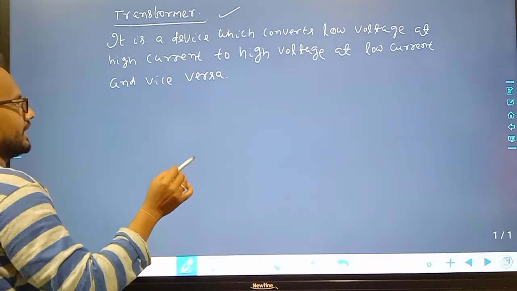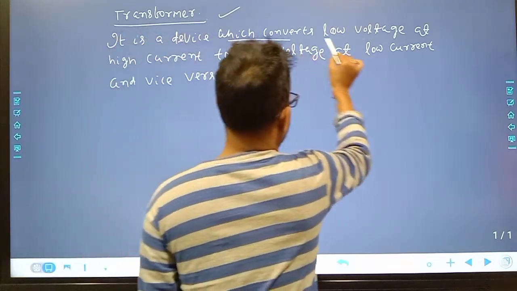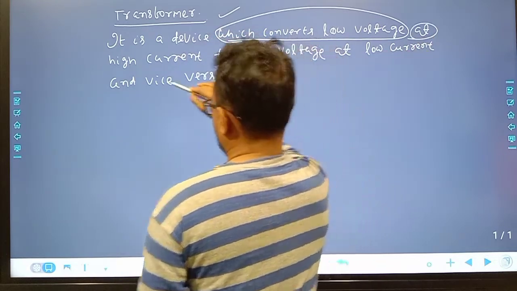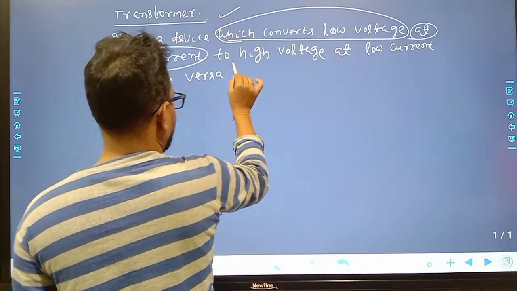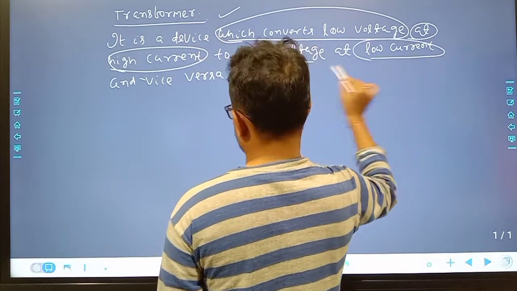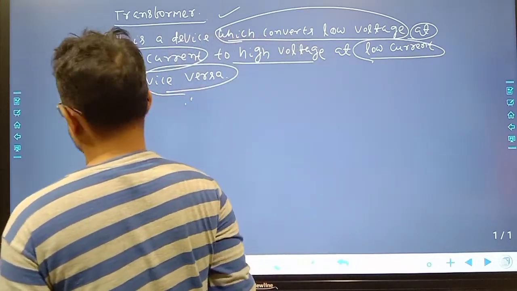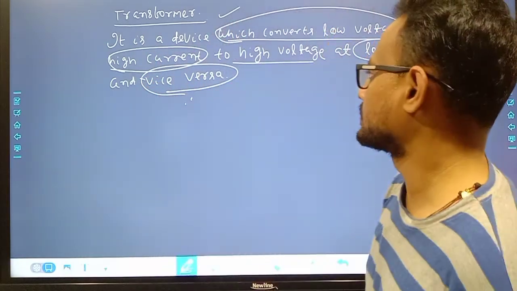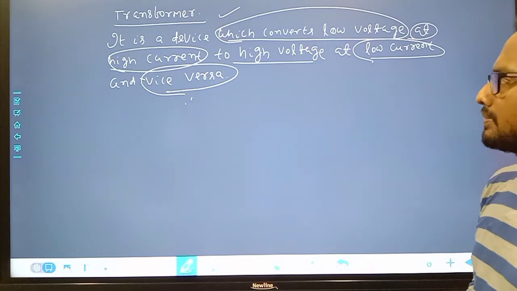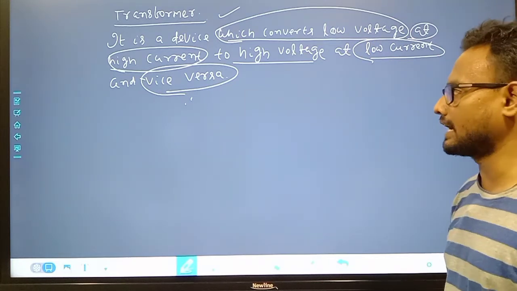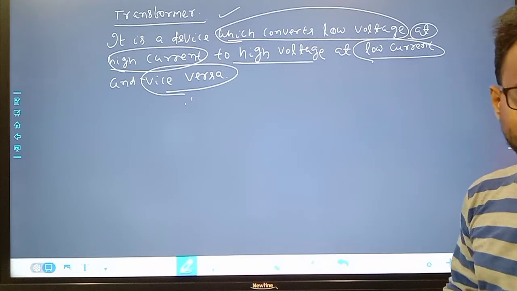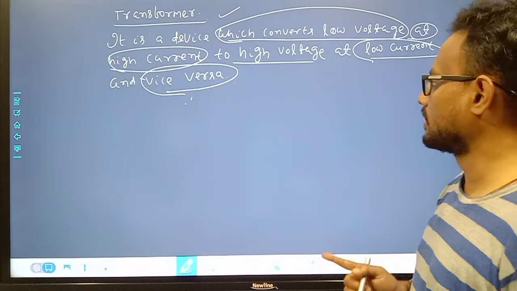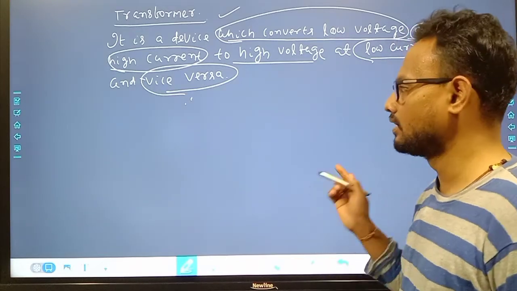It is a device which converts low voltage to high voltage. Low voltage, but what about current? High current. But high voltage at low current is also possible, and vice versa is also possible. So transformer is a device which converts low voltage at high current to high voltage at low current. So that is called transformer. So transformer is the device which converts low voltage at high current to high voltage at low current and vice versa.